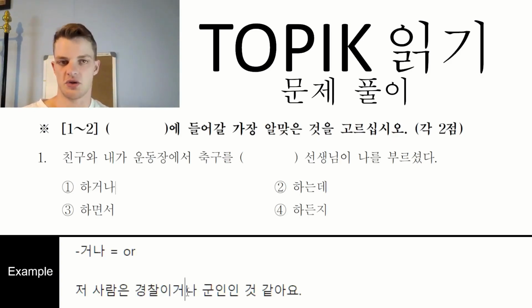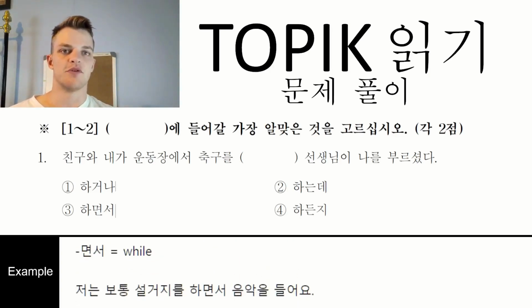군인 is soldier, 경찰 is policeman. So you can also use it as saying "or" between two nouns. The next incorrect one is 하면서. Now, you would also be forgiven for thinking this is the correct answer because it means "while." So while you do something. It always describes two continuous actions.